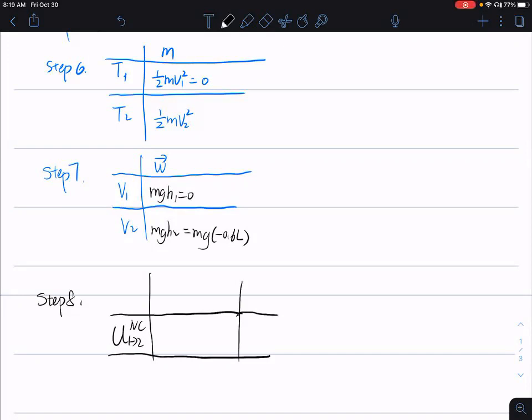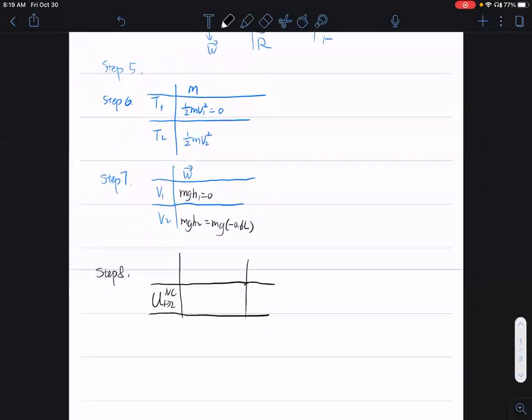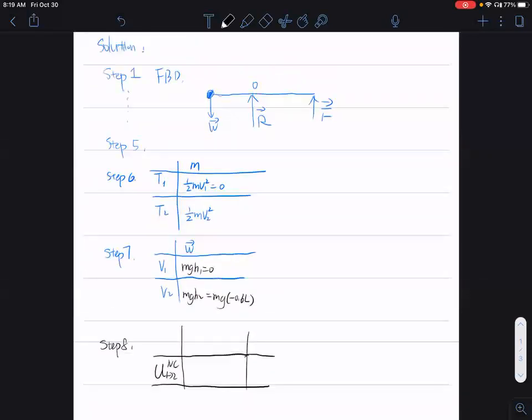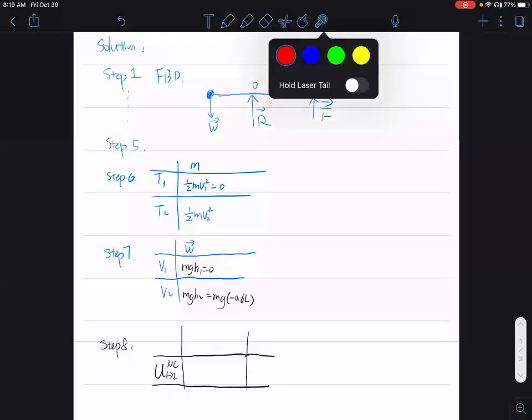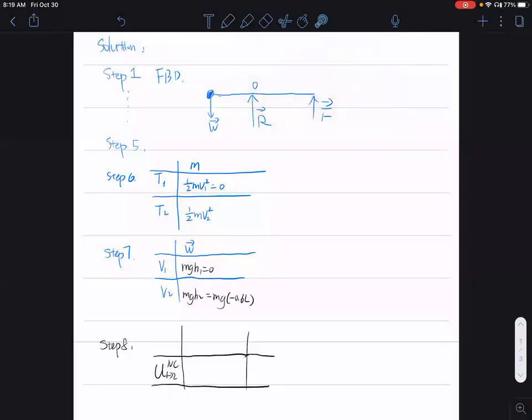One, which one? I was thinking just the force F. You think just the F force? How about this R force?